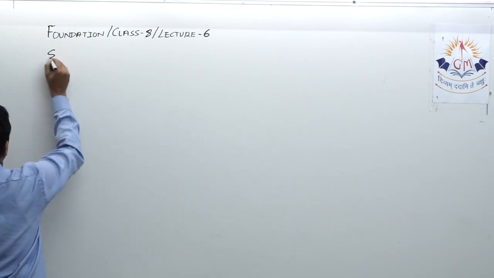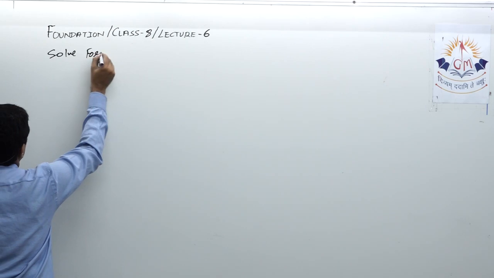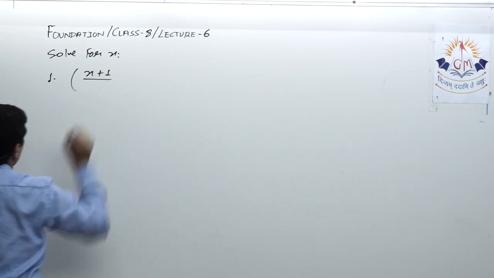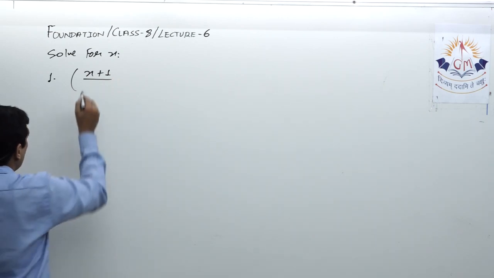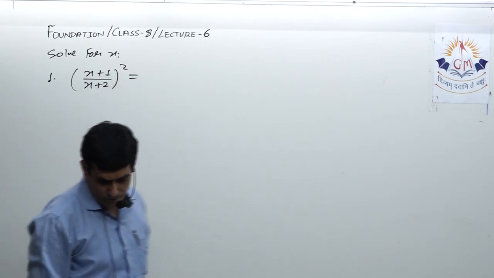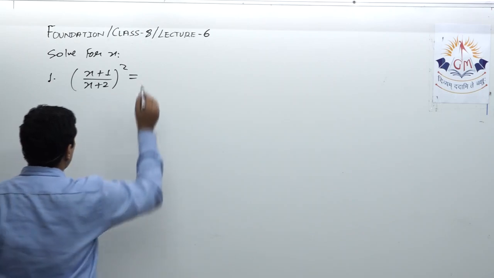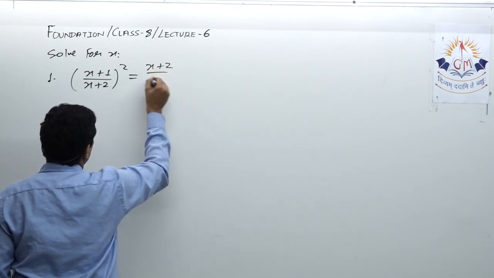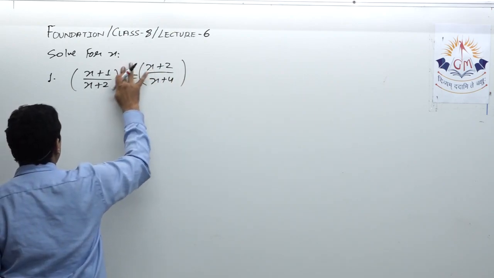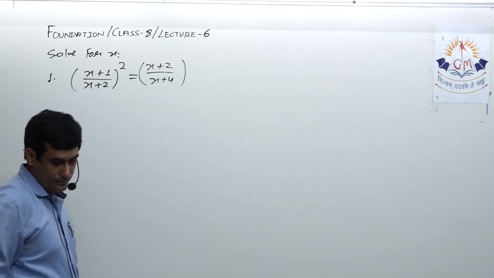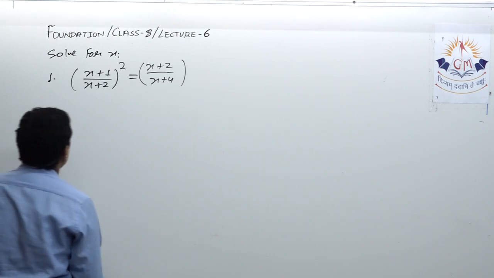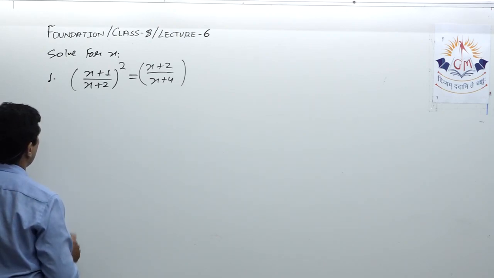Again the question is: solve for x. In this first one, (x plus 1 upon x plus 2) whole square is equal to (x plus 2) upon (x plus 4). Here you have to find the value of x. Okay, so let us start this.